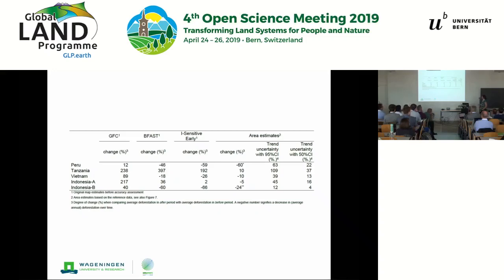Well, it has to do also with this conservative principle. You have this paper by Grassi, I think, and it's about, for RED+, how conservative you want to be when you talk about your difference and your trend analysis. And I think he actually uses a 50% confidence interval. So no, sorry, maybe that was not your question.